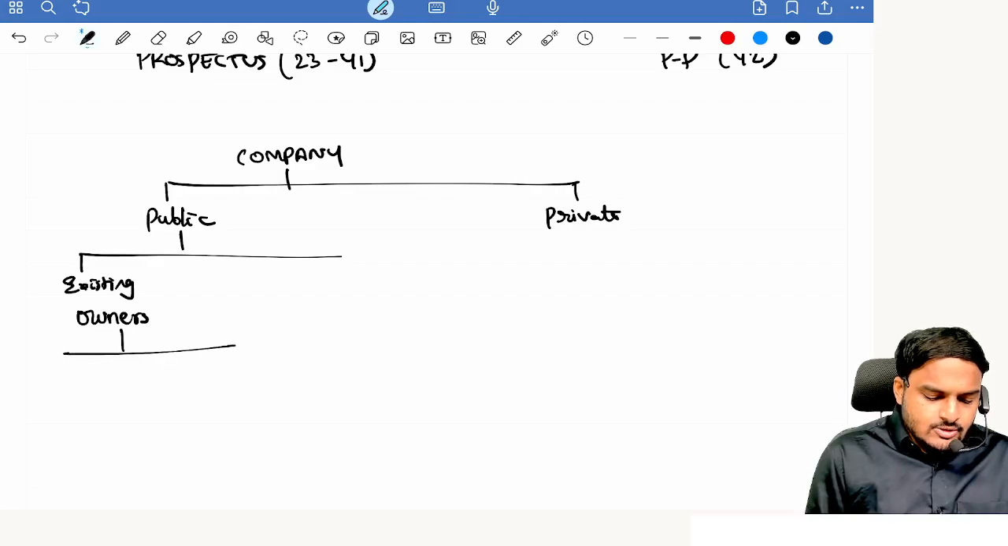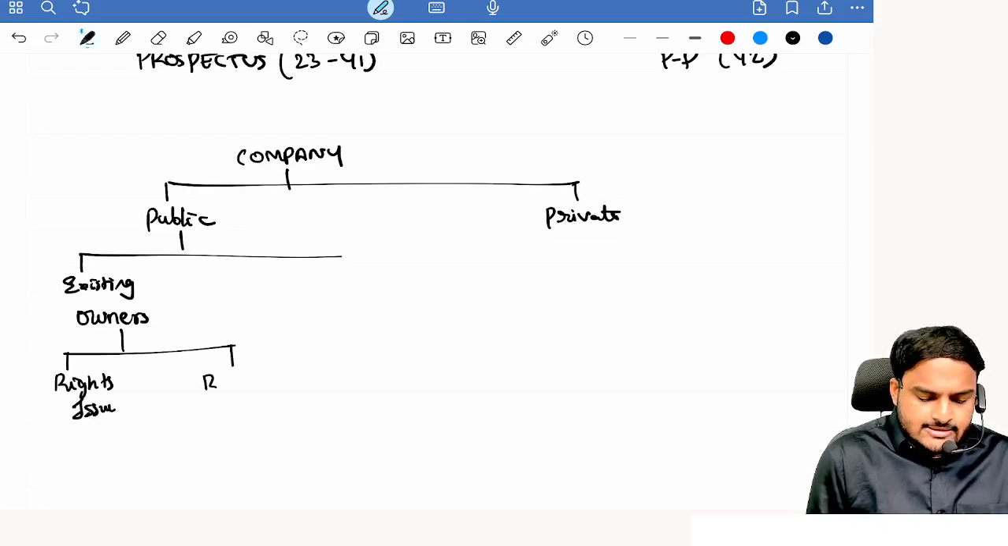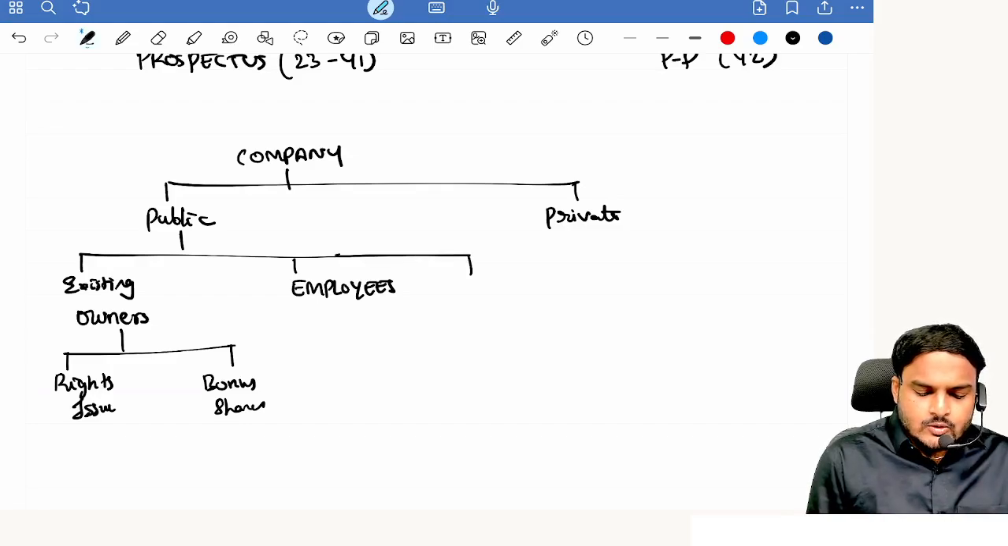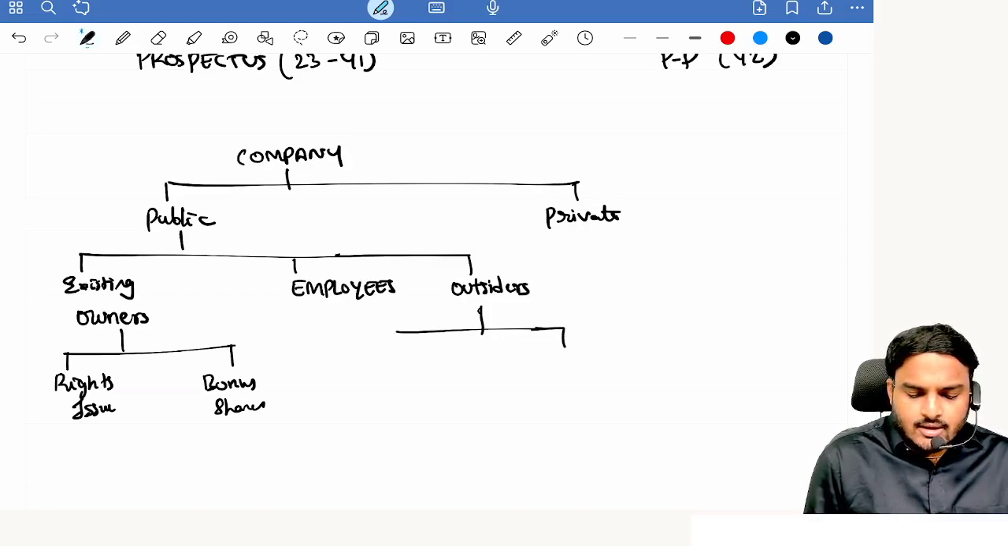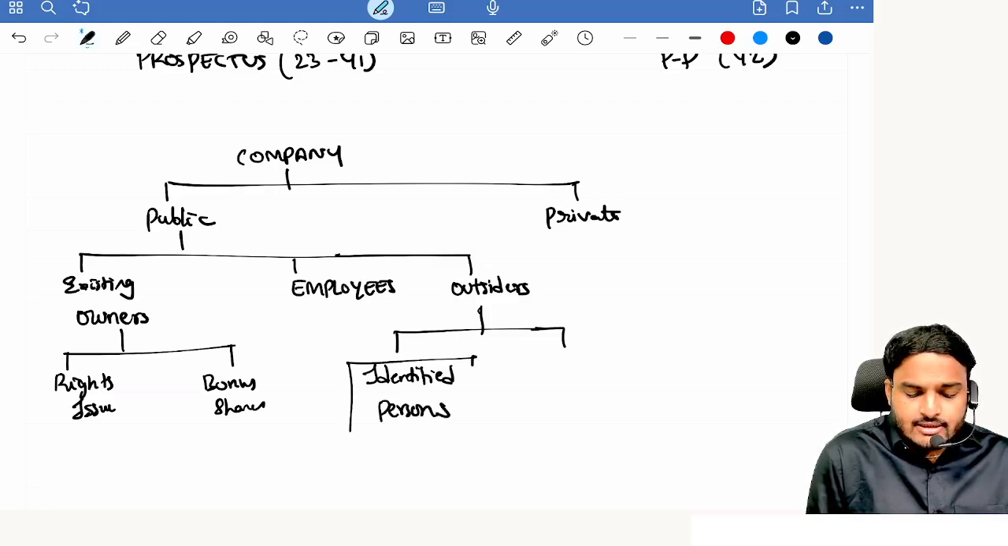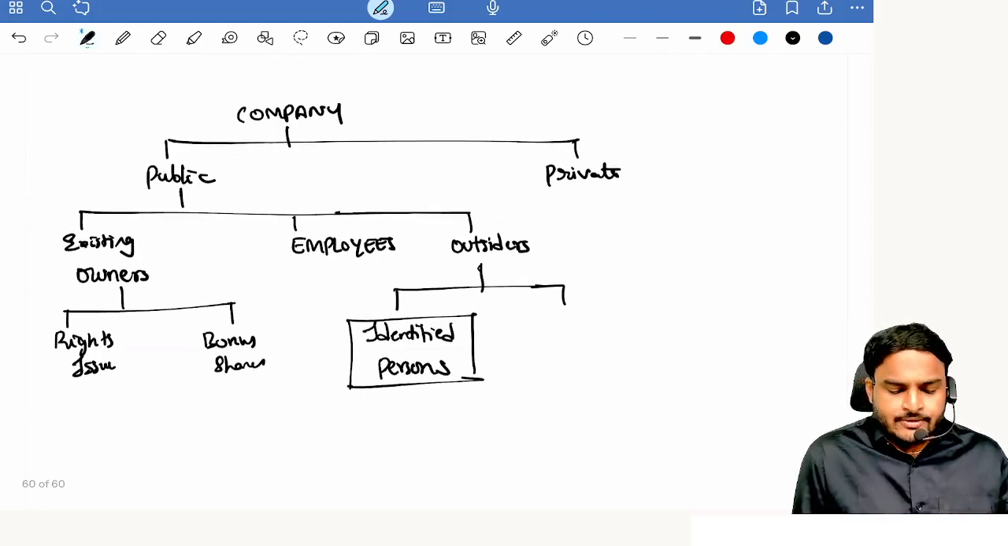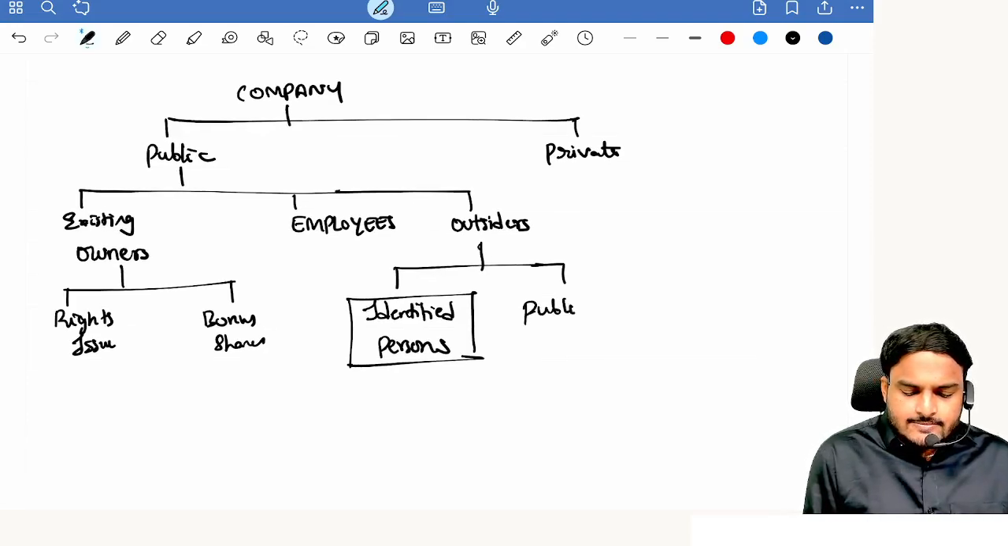So to the existing members, they can offer shares under rights issue, or they can issue shares free of cost. We call them bonus shares. Or the company can go to its employees under an employee stock option plan. Or the company can go to outsiders. Here I classify outsiders into two parts. One is identified persons. The company will identify a few persons and give the offer of securities only to those persons. We call this an offer to identified persons. The other branch is the public at large.